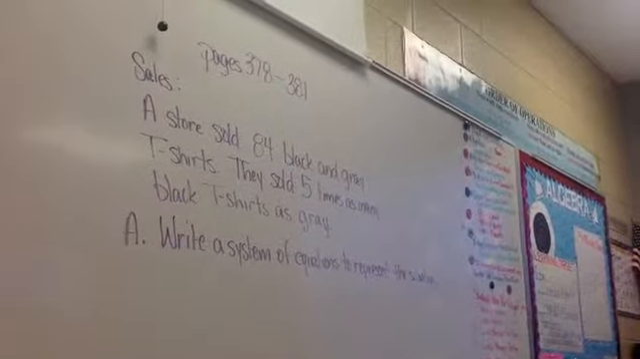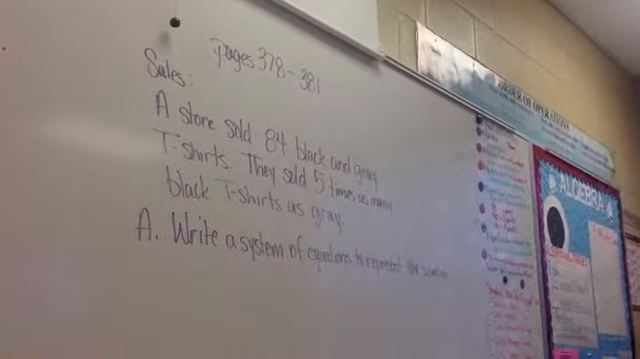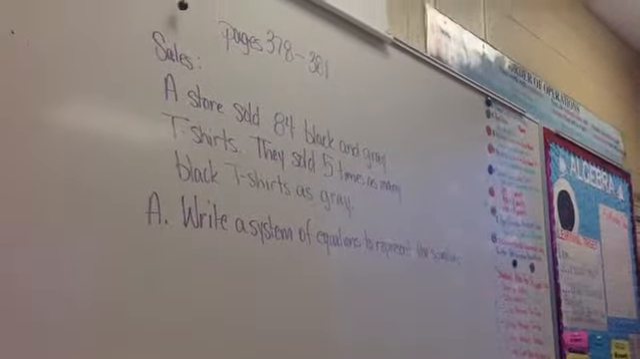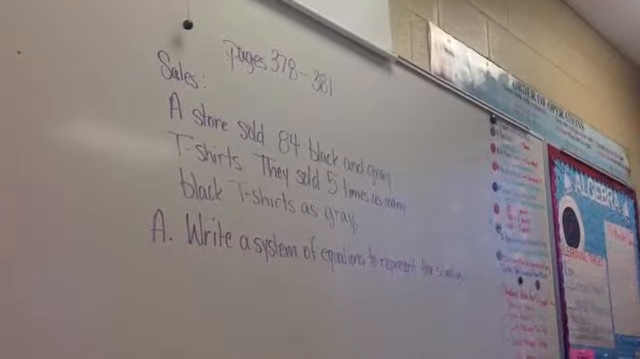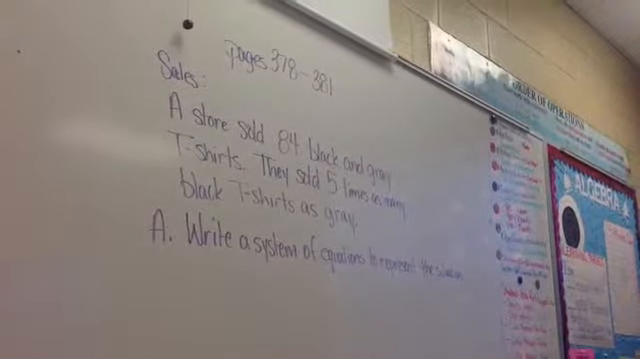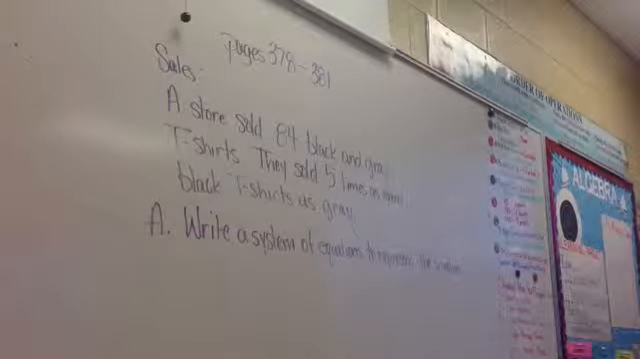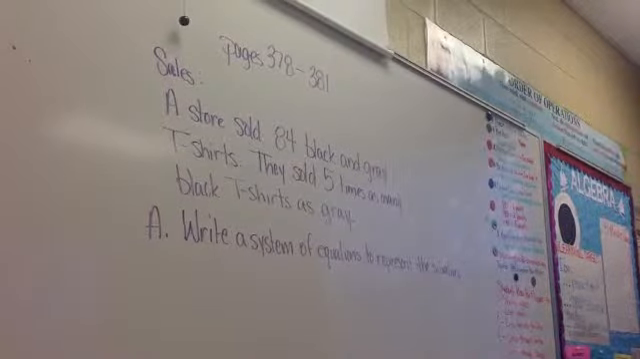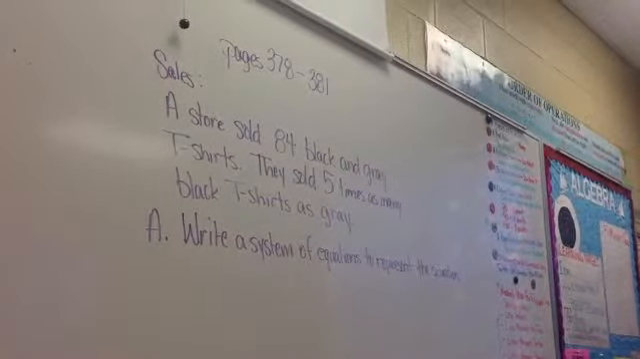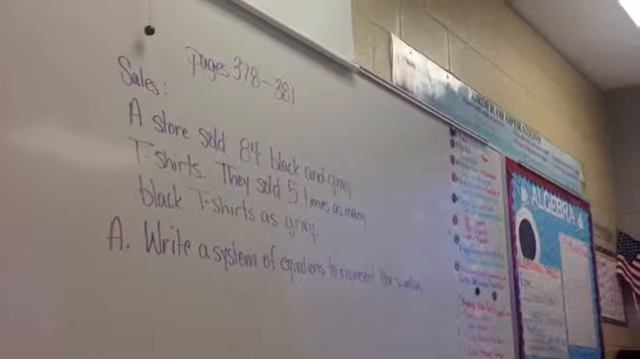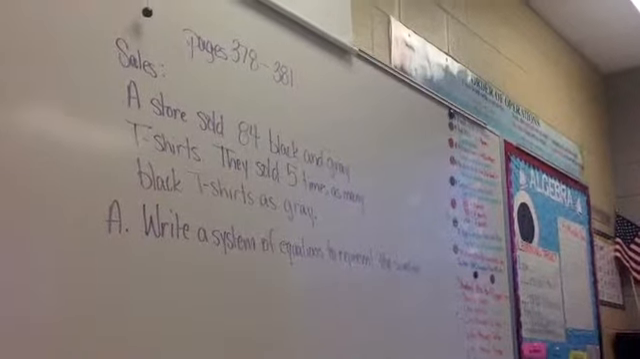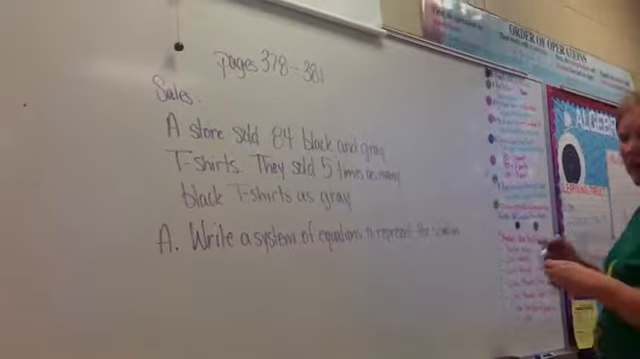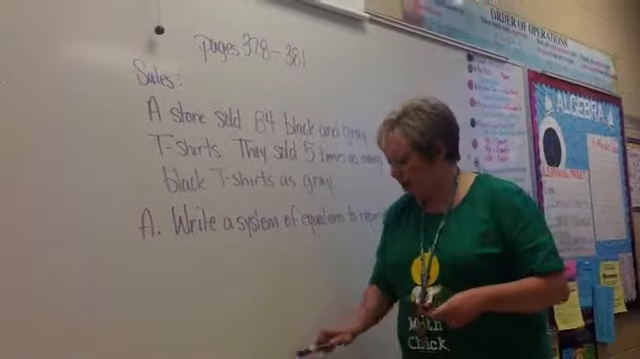Okay, students, here is a real-world example. We're going to talk about selling t-shirts for just a minute. A store sold 84 black and gray t-shirts. They sold 5 times as many black t-shirts as gray. Now we're going to solve two different things here. The first part, we're going to write a system of equations to represent the situation. Now let's look at our important information here.